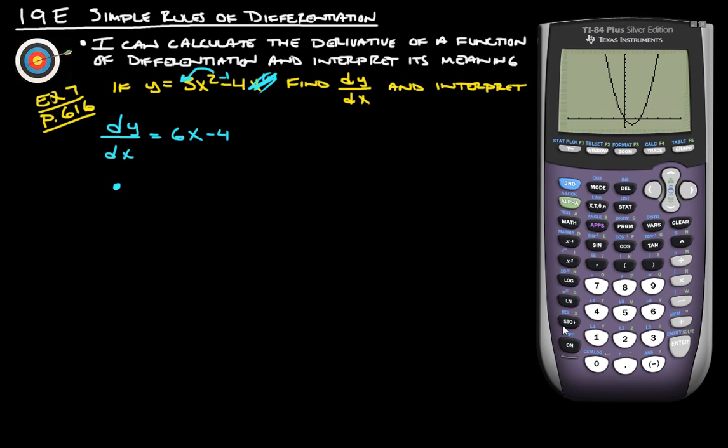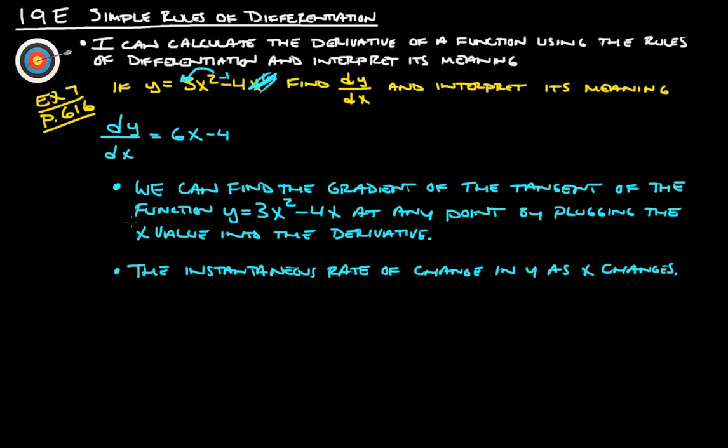Those are the two big things, and let me write those down for you in case you need them. Again, we can find the gradient of the tangent of the function y equals 3x squared minus 4x at any point by plugging the x value into the derivative right here. And also, this is the instantaneous rate of change in y as x changes. So you should now be able to say, I can calculate the derivative of a function using the rules of differentiation and interpret its meaning.